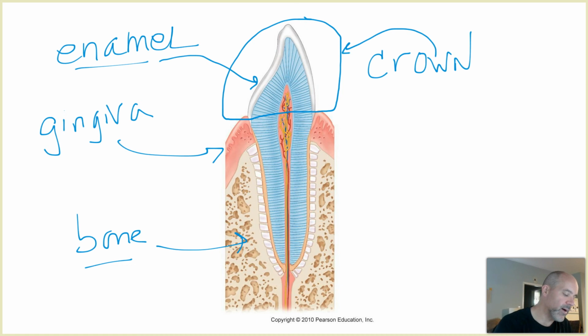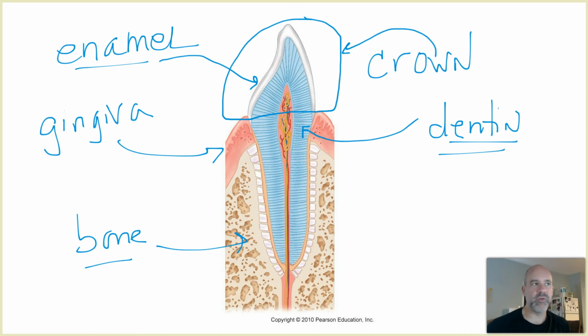Now, underneath there in blue, that's called dentin. So that's primarily what your tooth is composed of. That is also a hard bone-like substance. It has a little bit more of a yellowish tinge to it. That's why if your enamel wears out over time, the dentin becomes exposed and your teeth take on more of a yellowish color.